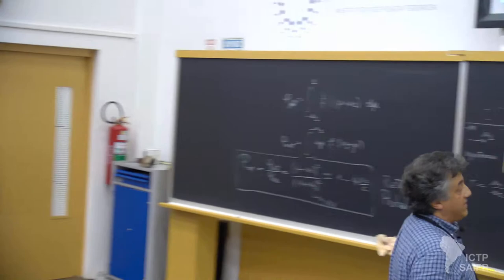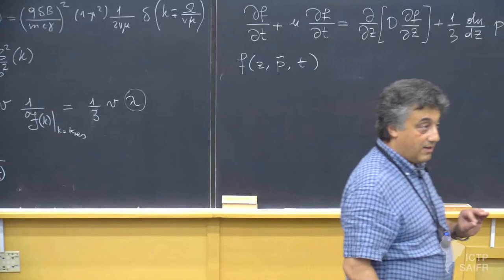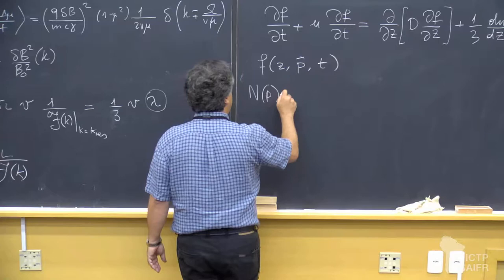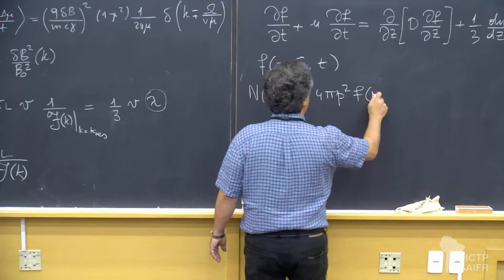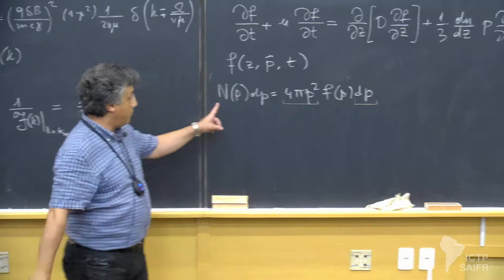f is a function of z, p, and in principle time, and it's defined, as I repeat what you already said, as a distribution function in phase space. So that means that if you want to know the number of particles between p and p plus dp, this is 4 pi p squared f of p dp. Okay? So the element of volume in momentum space is this guy, 4 pi p squared dp.